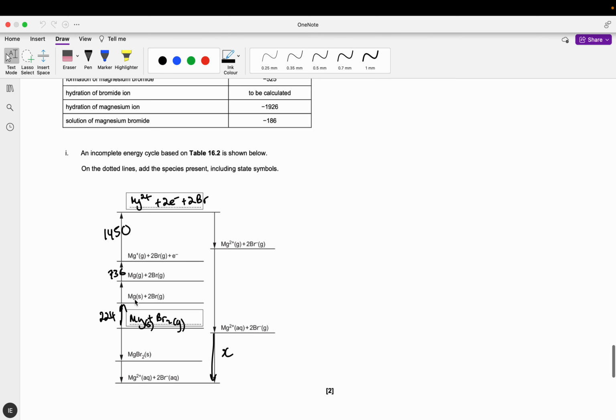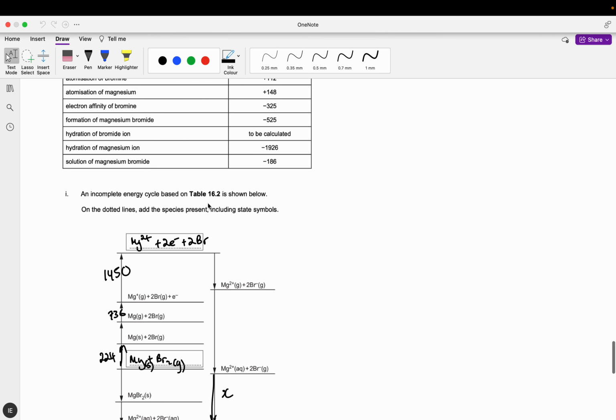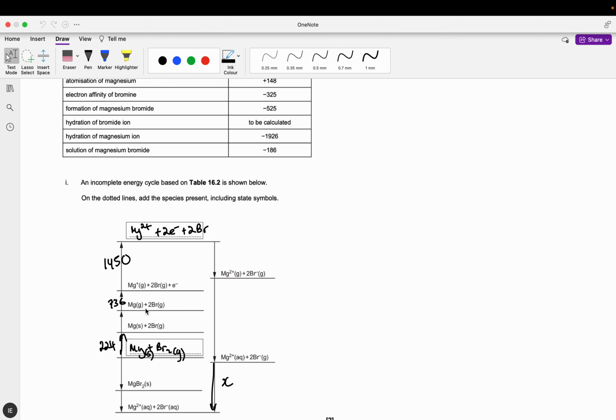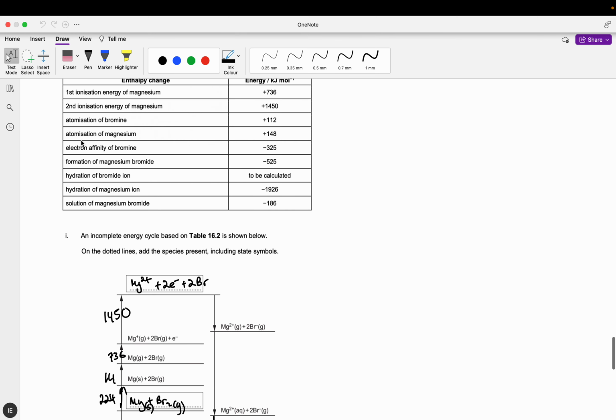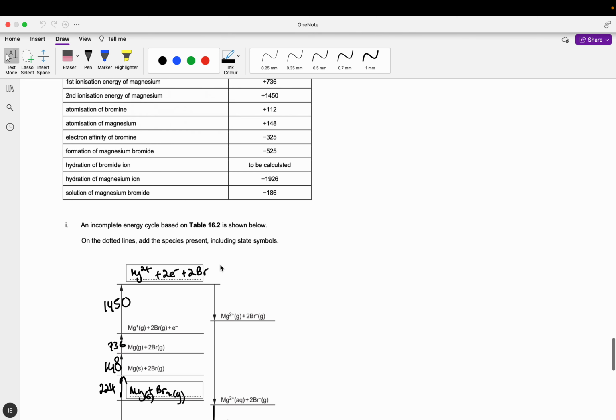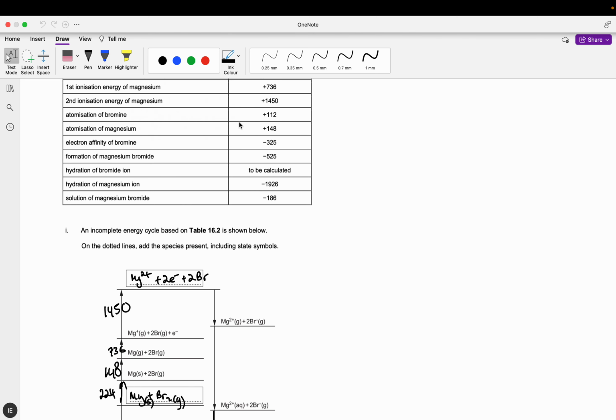If it doesn't make sense, the student can message me. So it goes into 224. The next thing is atomization of magnesium. That's 148. That's just solid to gas. So 148 here. The next thing is electron affinity of bromine, which is when 1 bromine atom accepts 1 electron. Here, however, we have 2 bromine atoms, each accepting 1 electron. So it's still first electron affinity because they're each accepting one electron. But because you have two atoms accepting this, your electron affinity of bromine, which is minus 325, you're going to times that by 2. And you're going to get minus 650.